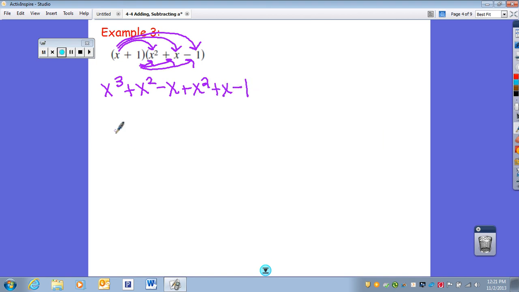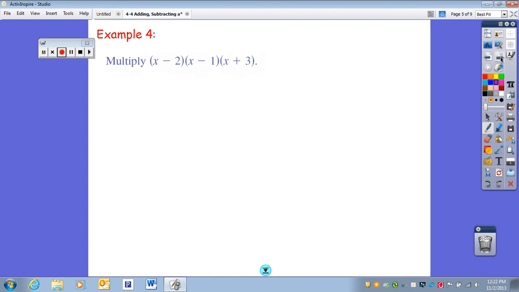And then we're going to combine like terms, writing our final answer in standard form. So we have x cubed, and then I have a 1x squared and a 1x squared, which would be 2x squared. I have a negative x and a positive x, which will have a sum of 0. And then we have the constant term, which will be minus 1. So that's our polynomial solution in standard form.